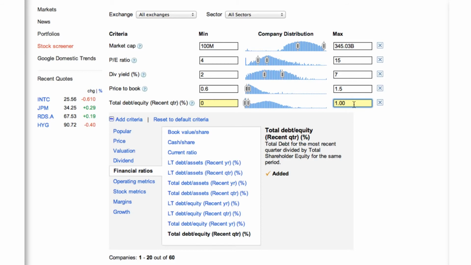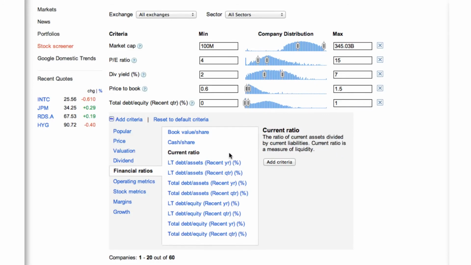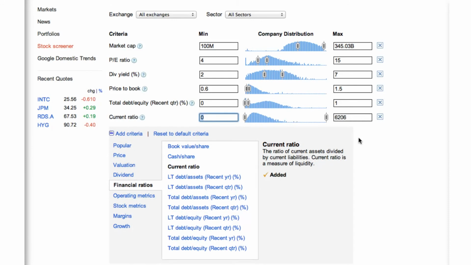So we're going to put 1.0, and if it goes down to 0, that's wonderful because that means the company has 0 debt. Okay, so the other metric I like on here, which I kind of skipped over, is the current ratio. So this is one of my favorite ones. We'll go ahead and put that in there.